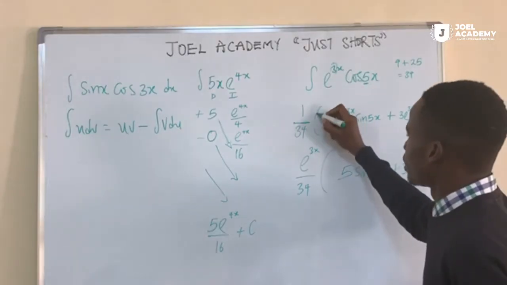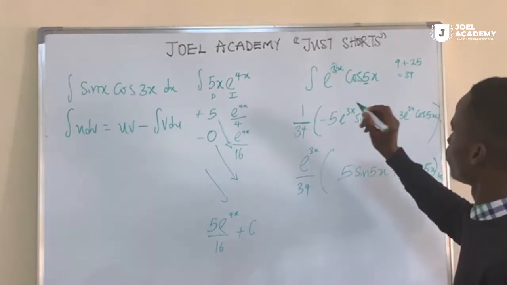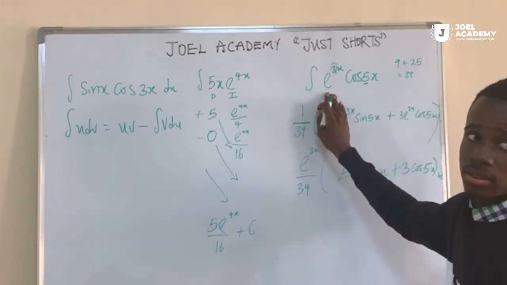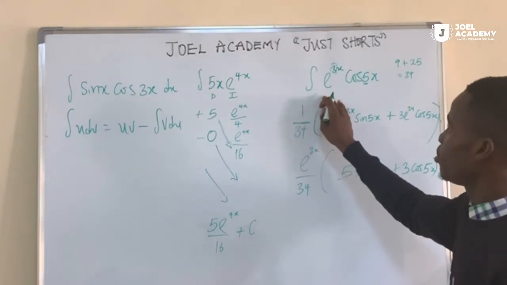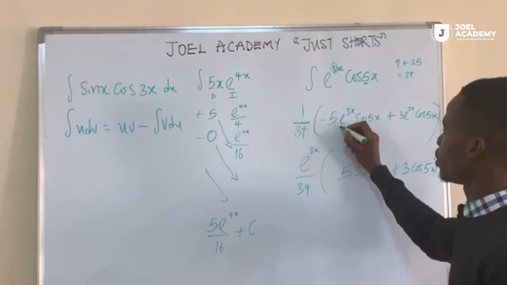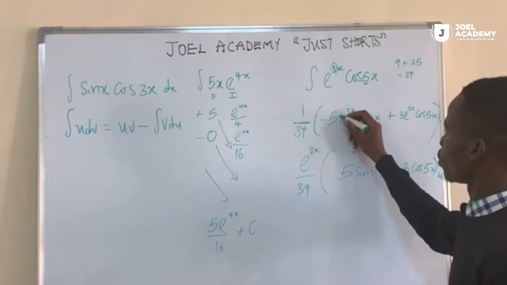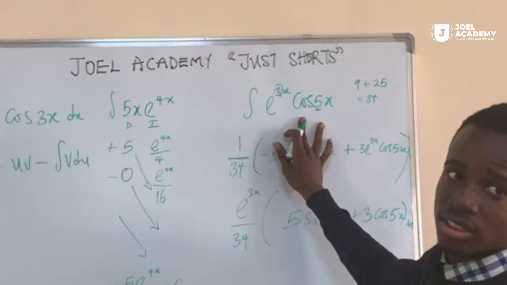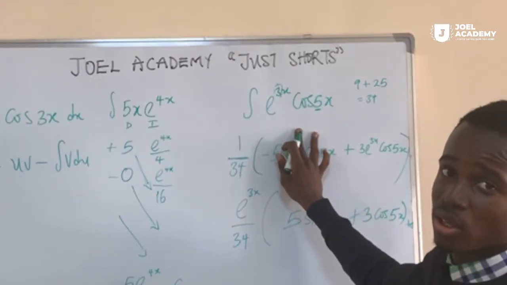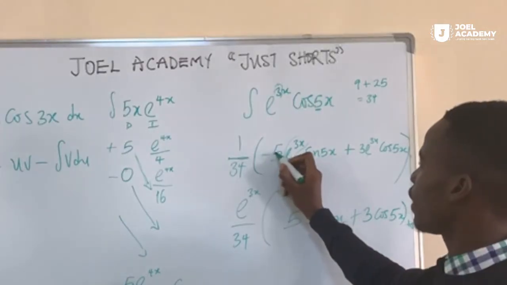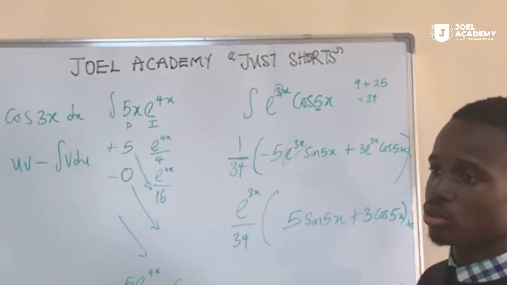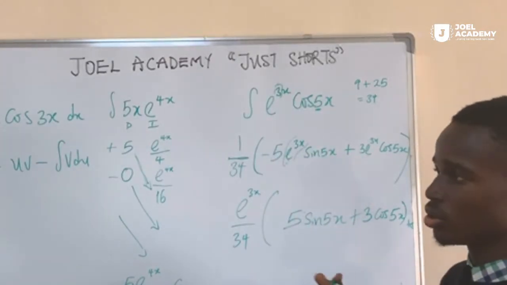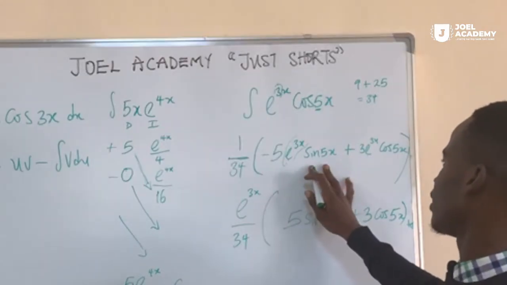So open the bracket, keep this constant. Keep exponential 3x constant. It's constant here. Nothing is touching it. Differentiate cos 5x. When you differentiate cos 5x, you have what? Minus 5 sine 5x. I'm just trying to do it together. So minus 5 sine 5x.